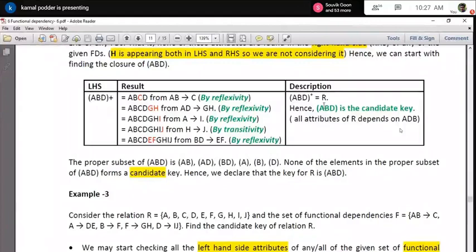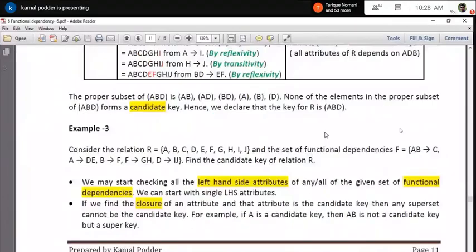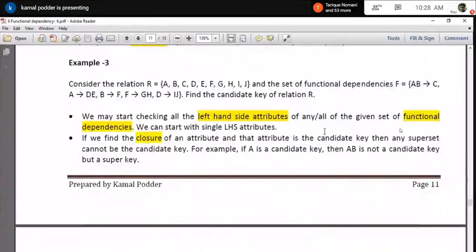Okay, but if it is a set, then naturally you have to find all possible subsets of that set, and then for every subset find its closure, and only then can you take a decision whether it is a candidate key or not. But definitely you can say it is a super key. Okay, so that is the difference between the candidate key and super key.